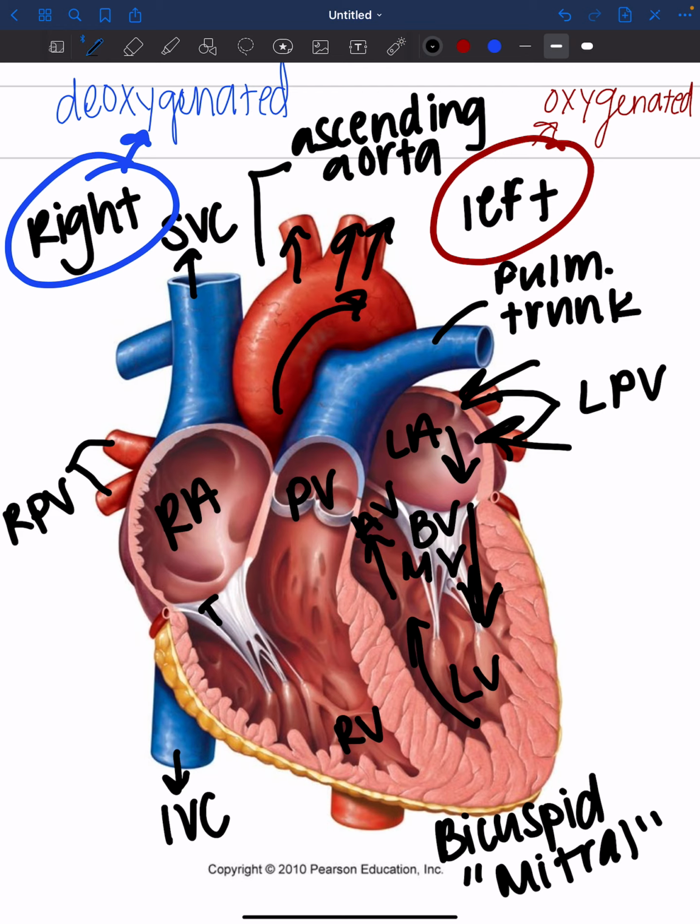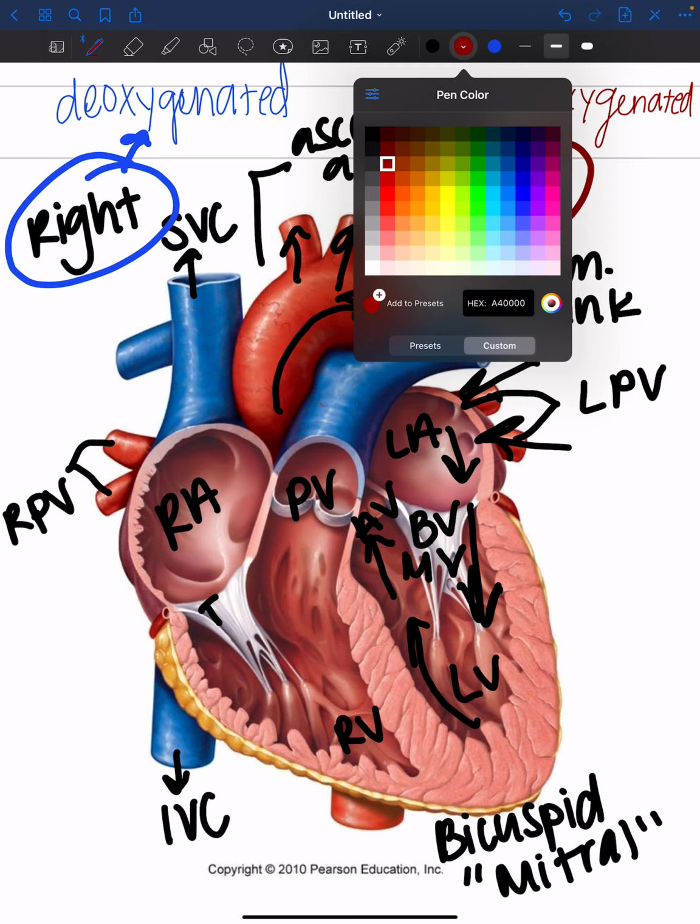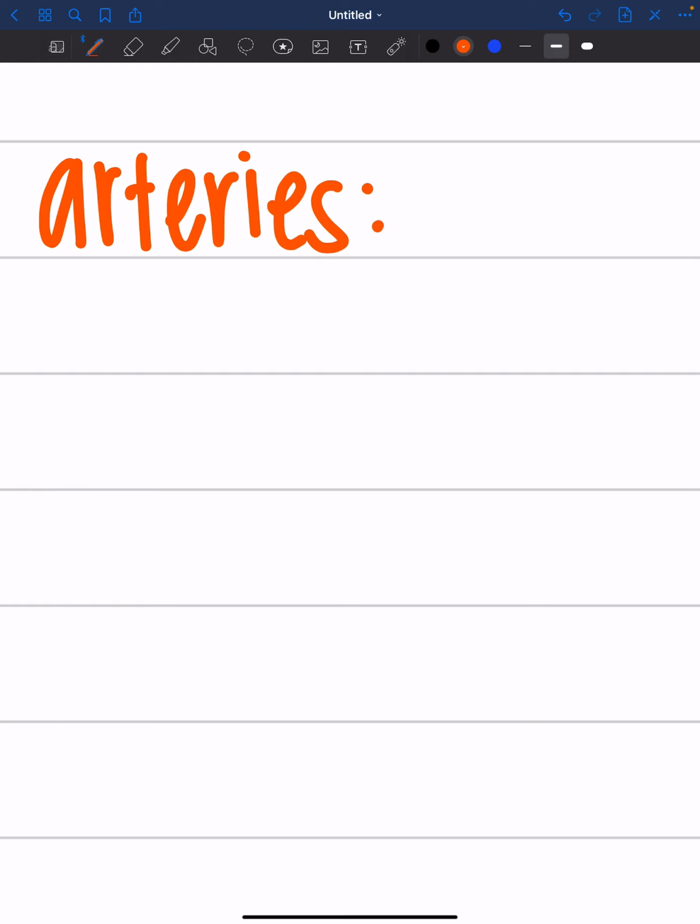I think there's one thing that I forgot to mention. I want everyone to understand this. This is the key thing in this little lesson that I'm teaching, so I'm going to make this in a different color, orange, because I want you to understand this. Our arteries are actually taking blood away from the heart.